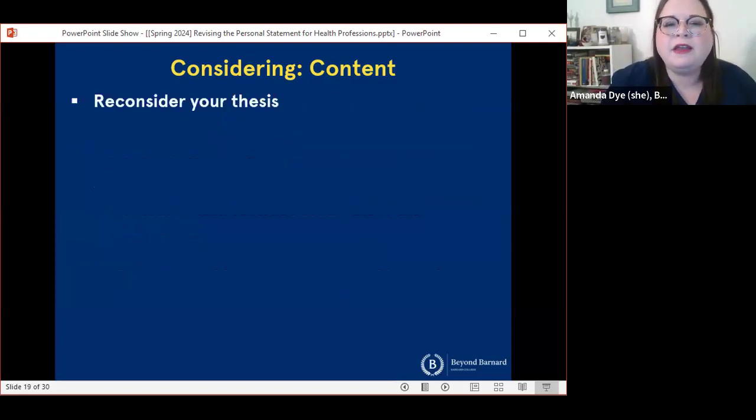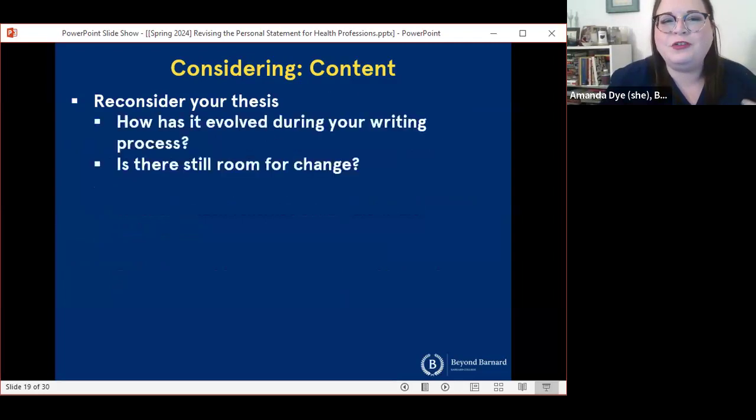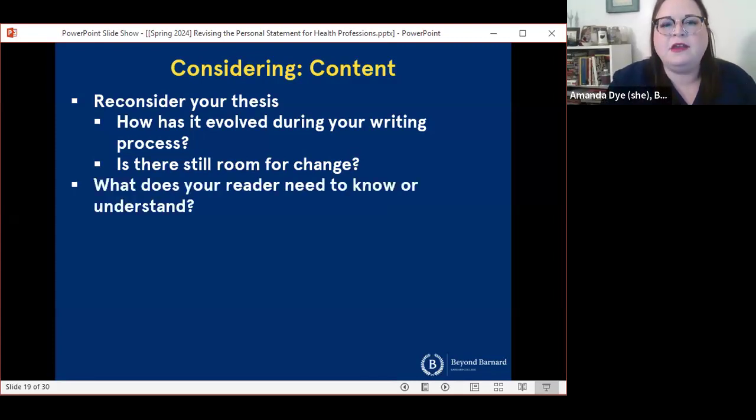When you're thinking about content, you also want to think about the thesis, which is something to do with I'm ready to go to professional school. You want to think about how your goals with your essay have evolved during your writing process. Is there still room for change? Are you happy with the changes that you've made already? Have you sort of adjusted your perspective in terms of the kinds of information that you want to share or the kinds of stories that you want to tell through the personal statement? Those are all good things to be asking yourself.